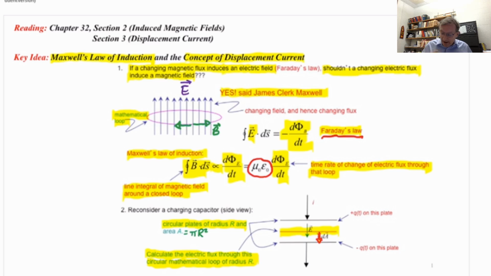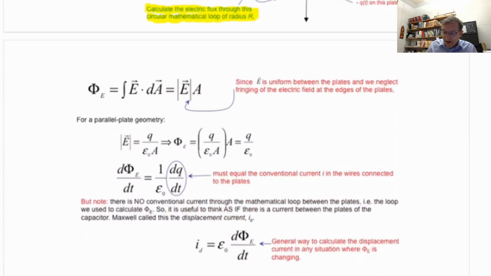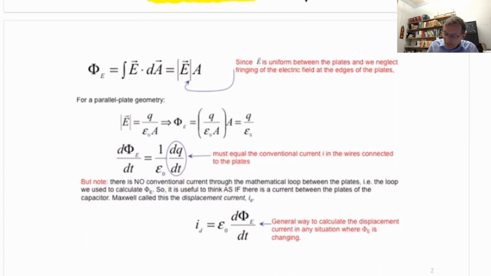Okay, so what do we get when we calculate the electric flux through that loop? Well, we've got a nice uniform electric field between the plates. We're neglecting the fringing of the field at the edges of the plates. So when we do this integral E dot dA over the surface inside our circular loop, it does indeed simplify to this nice clean result. Just take the magnitude of the electric field anywhere between the plates times the area A of our loop, which is pi times the radius squared.